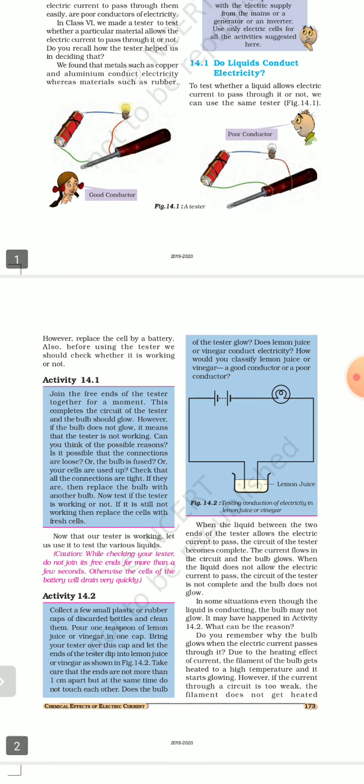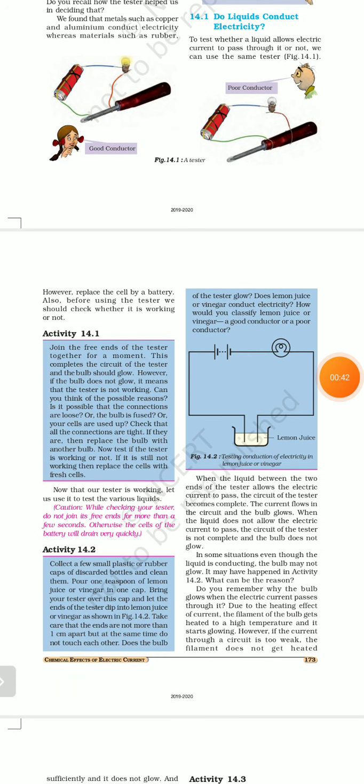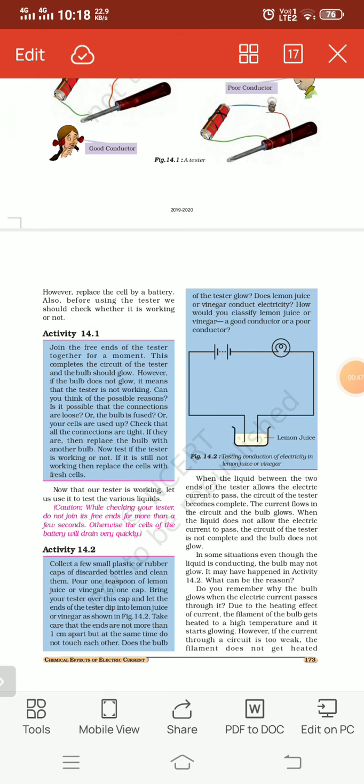Now, after that, we have taken lemon juice in a bottle cap and tested whether the electric current is passing through it or not. On that we have discussed that in that lecture, in that situation the filament of the bulb does not get proper heat, and that's why the filament does not glow.